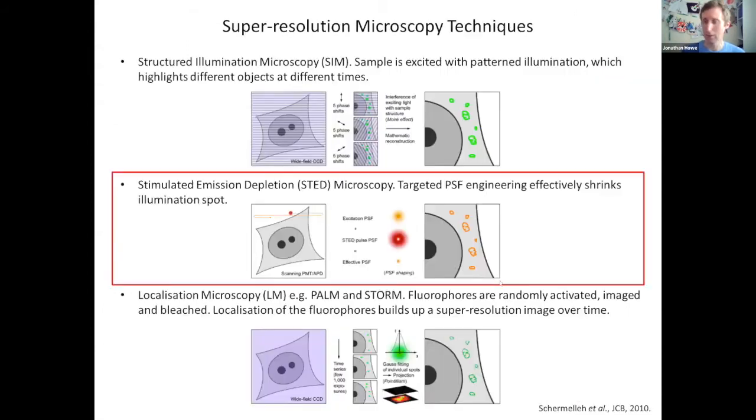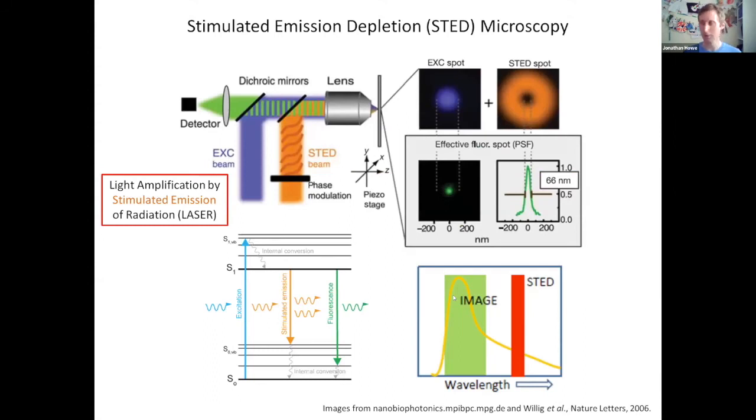So the next technique I want to talk about is STED, or stimulated emission depletion microscopy. This is a point spread function engineering technology. So you actually get a super resolution image straight off the microscope. So a STED microscope is essentially just a fancy confocal. In a confocal microscope, you have an excitation beam which is focused down to a diffraction limited spot on the sample, and then that leads to excitation, and then you get an emission spot.